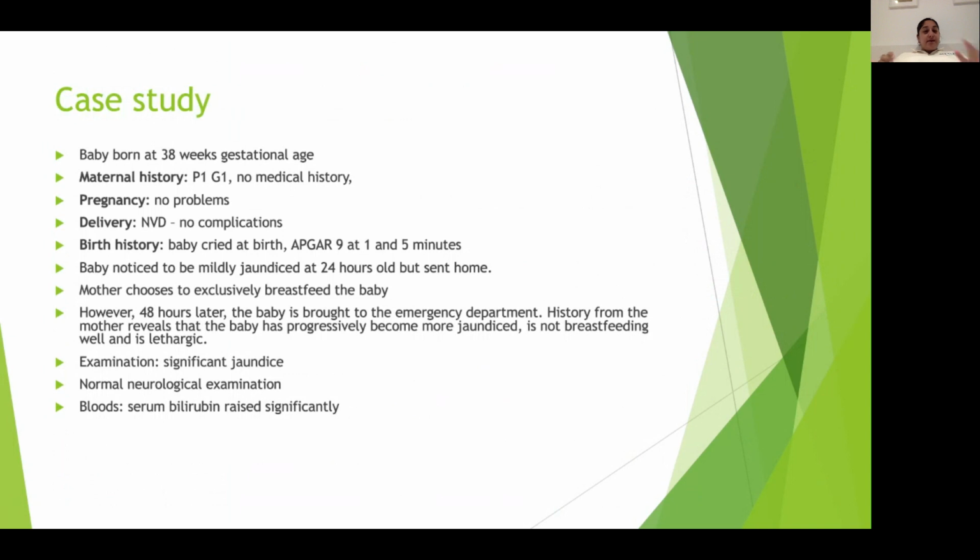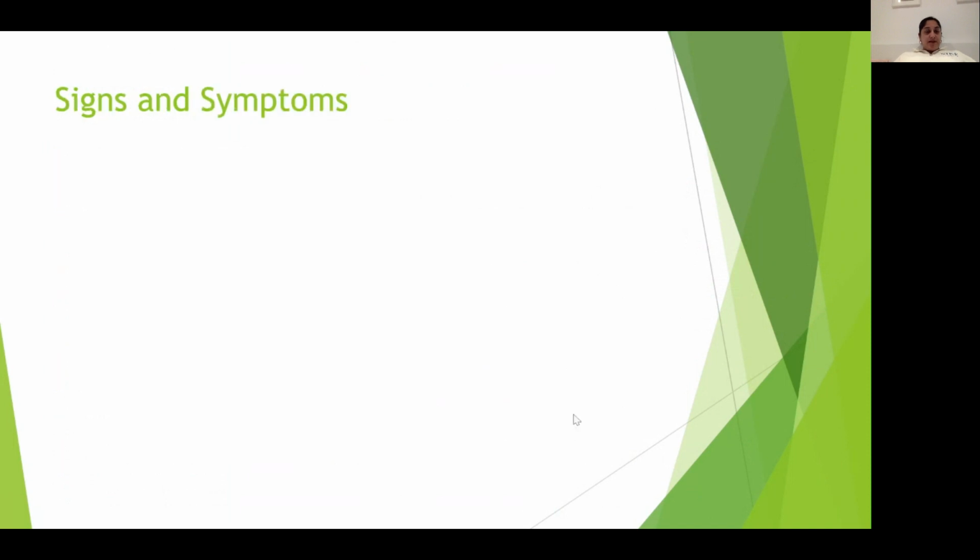When we examined this baby, there was significant jaundice throughout the whole body. They were yellow from head to toe. Neurologically, they had very normal reflexes, including the Moro reflex and the sucking reflex. And when they had their bloods done, the bilirubin was significantly raised. Go to the next one.